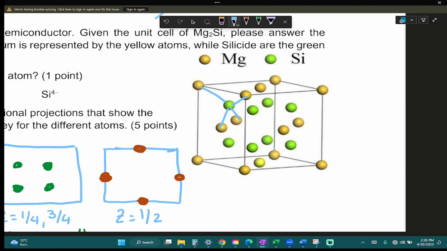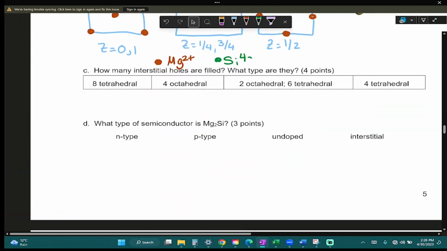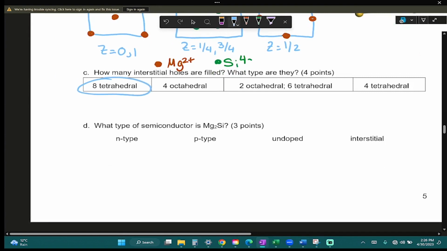And how many silicons do I have in here? In my cell? 8. So how many tetrahedral holes do you think are filled? 8. And that's the max tetrahedral holes you can have filled in an FCC-like structure. So we have 8 tetrahedral holes. When we're talking about interstitial holes, the most that we can have in an FCC structure is 4 octahedral holes and 8 tetrahedral holes.